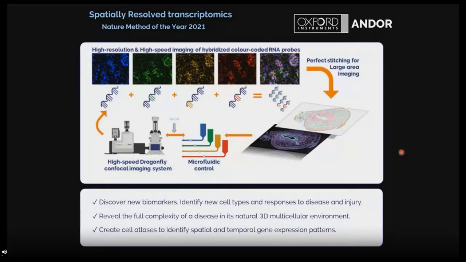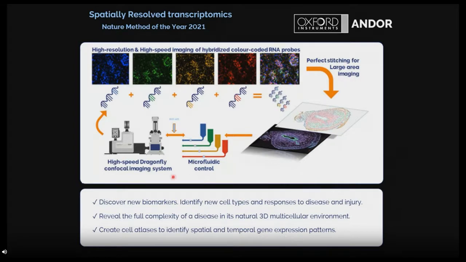Another application that you can use the Dragonfly for is multiplex imaging or spatial transcriptomics. Spatial transcriptomics or multiplex imaging is a group of methods that deliver information at the single molecule RNA level of expression of numerous genes. These methods are extremely important because they allow the discovery of new biomarkers and identify new cell types in response to diseases and injuries. They can reveal an atlas of gene expression of a 2D or 3D tissue, and they can identify temporal and spatial gene expression patterns.